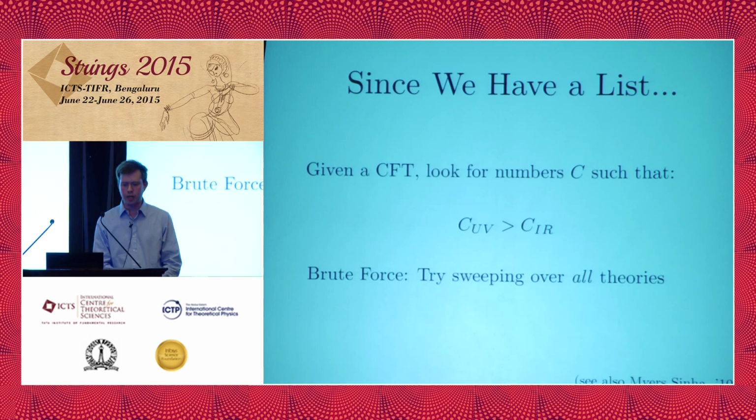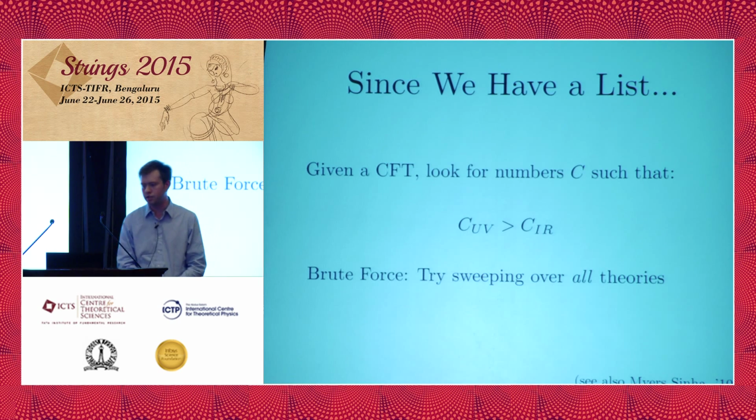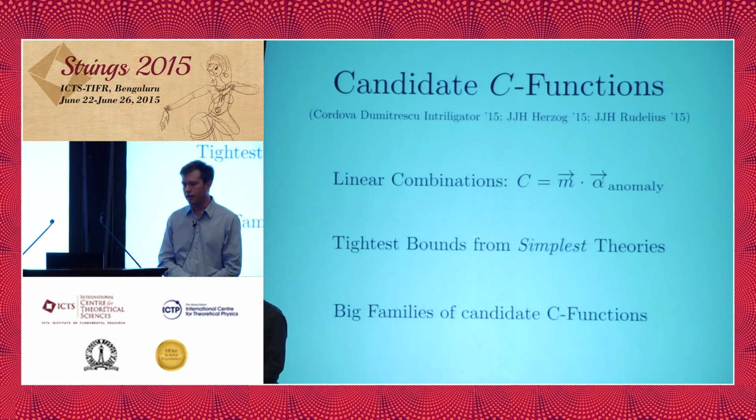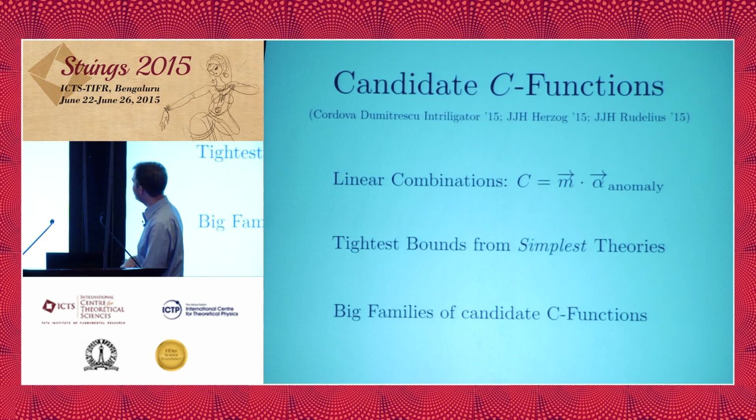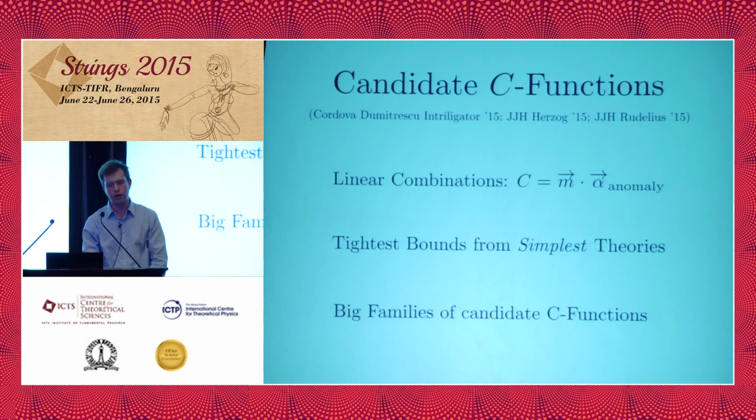And you might try just by brute force sweeping over all the different choices. So what we did in a paper with Tom, which will hopefully be out today, tomorrow, I can't keep track because it's India. OK, so there'll be some linear combinations of the anomaly polynomial coefficients. And what you find is that actually there's huge classes of things that are all decreasing as you go from the UV to the IR.